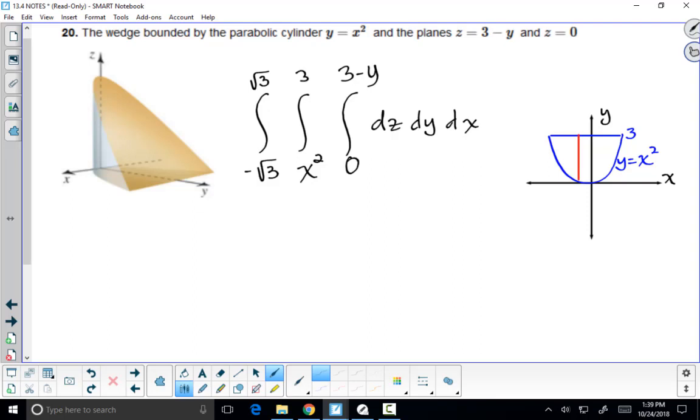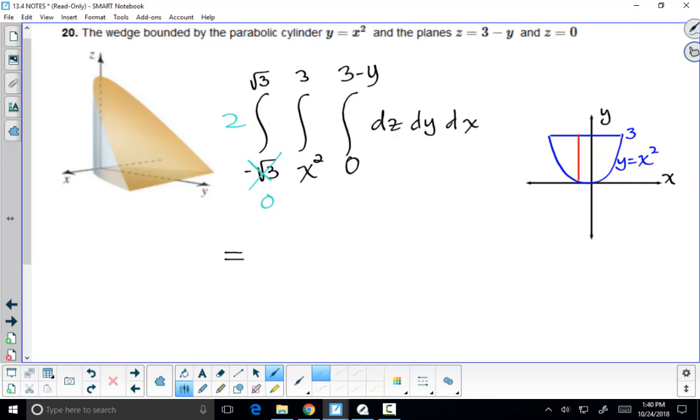And then for the outside, we're trying to figure out what the x value is at the 2 points there. We set x squared equal to 3, and we get x equals plus or minus root 3. Could we use symmetry here? Yeah. We could go 0 to root 3 right there, and that would work. I like that. Yeah, we could do that.